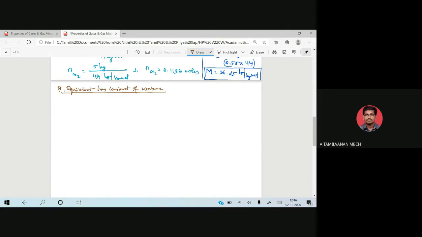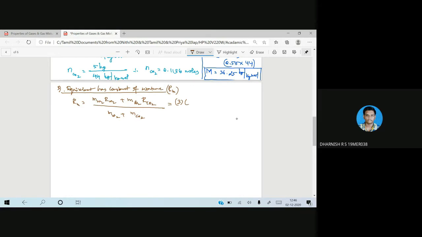It can be represented by Rm, and in some books by R. So Rm is equal to mass of N2 into R of N2 plus mass of CO2 into R of CO2, divided by the total mass, that is the mass of N2 plus mass of CO2. So this is the formula. After substituting the values, mass of N2 is 3, so 3 into R. How can we find the R?